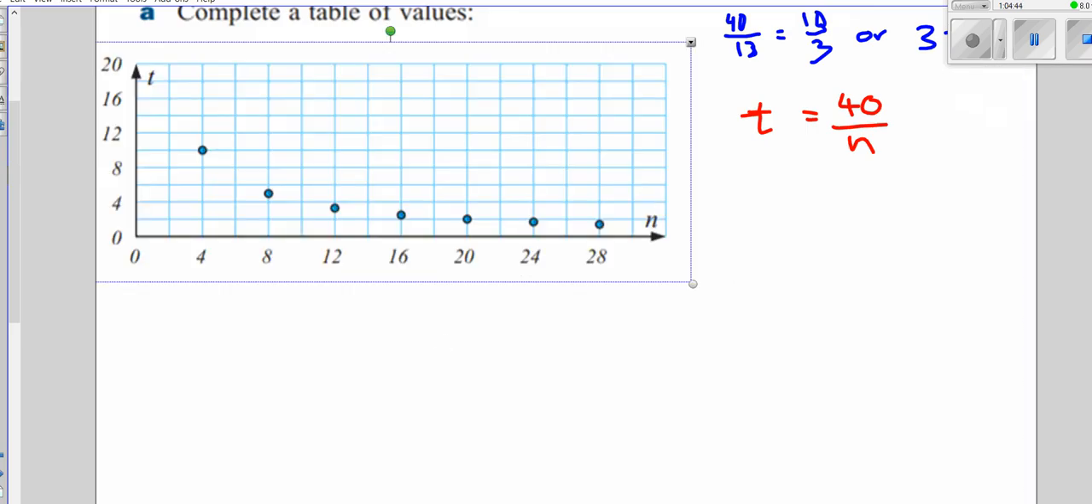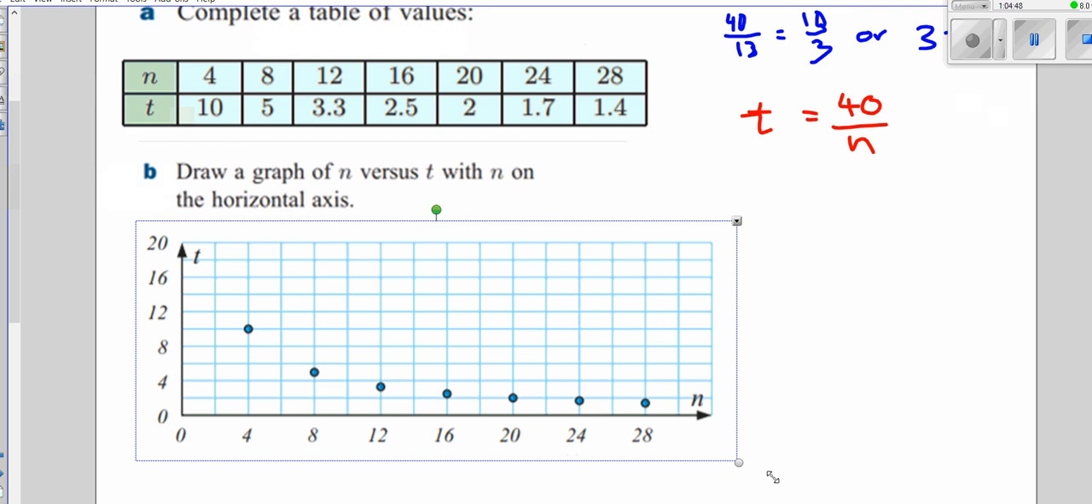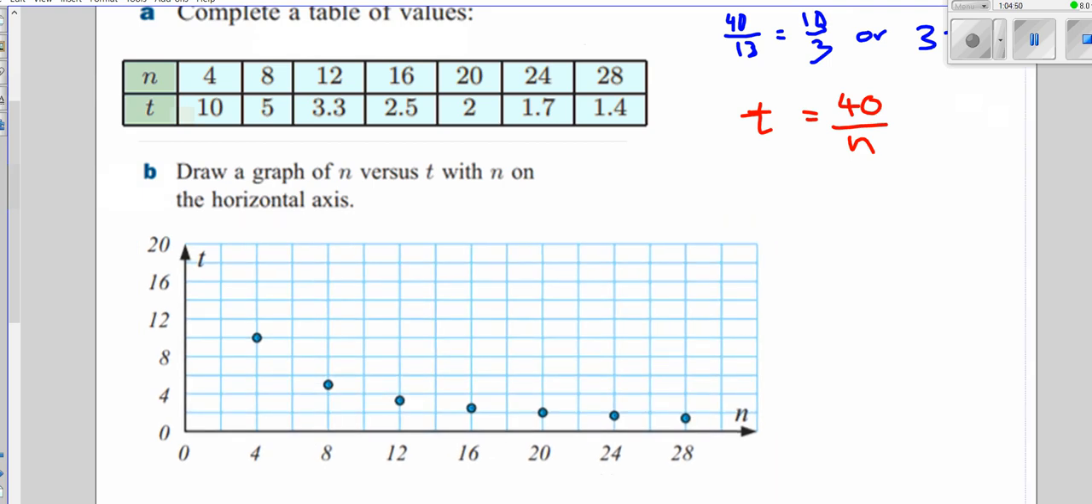Let's draw this down here. So see, because we have the n going along this way, like the x, and the y going up this way, which is the t. So first coordinate, 4 and 10, next coordinate 8 and 5, and so on. They went all the way up to 28.